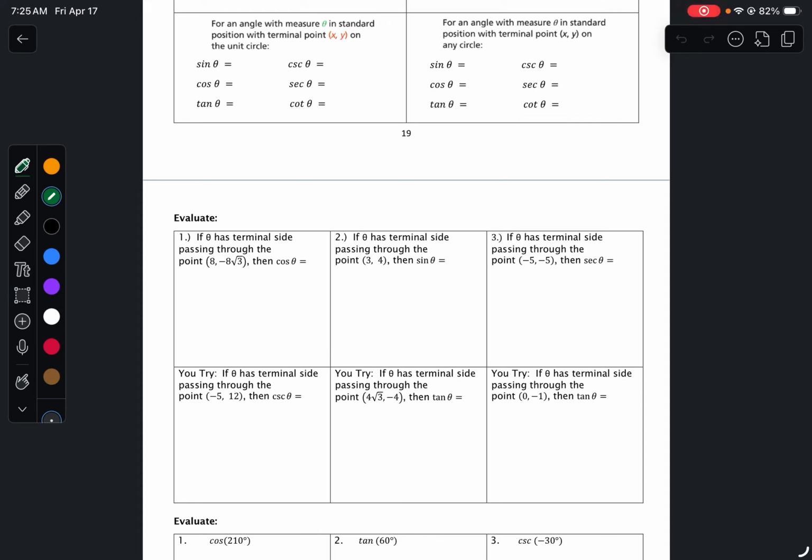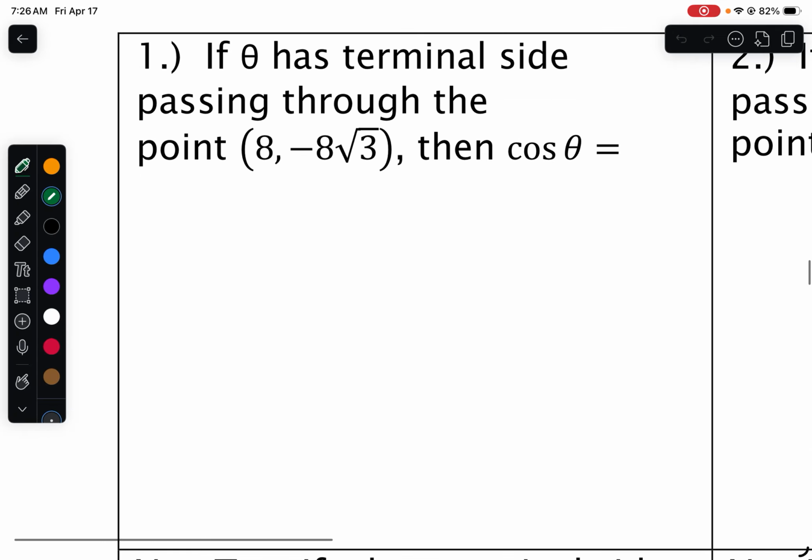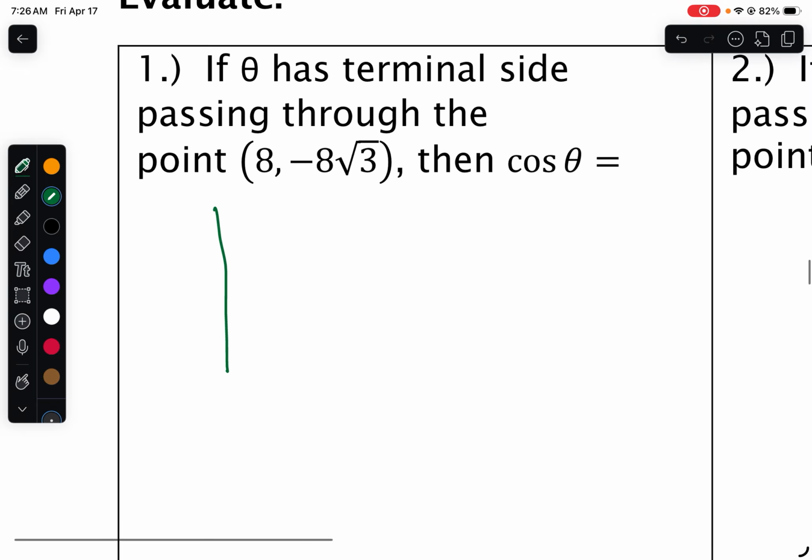Hello, Math 3 students. So today we are going to talk about how we evaluate trig functions when we are given a point on the terminal side of the angle. So if we take a look here at number 1, what I would recommend doing is drawing a coordinate plane and plotting the point that they give you.